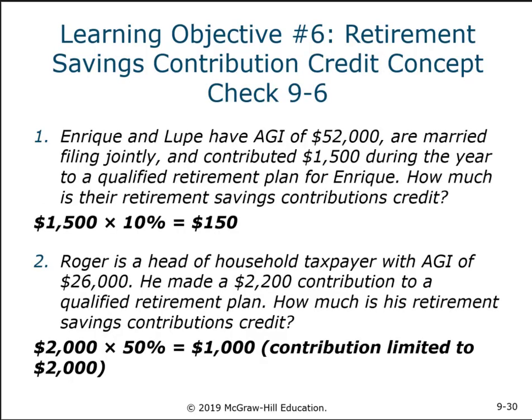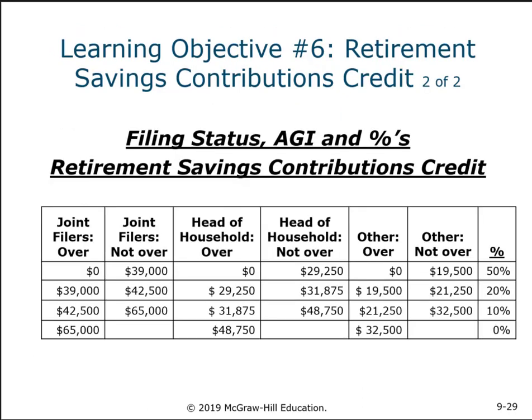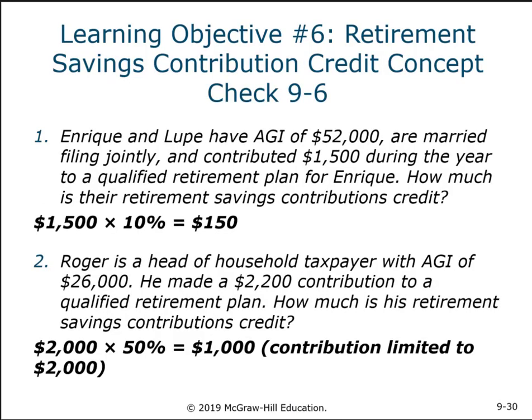Roger's head of household, AGI 26. He made 2,200. Can only consider 2,000. All right, but because his income, head of household, all right, is under 29,250, then he gets 50% of the 2,000 after it's the maximum $2,000.